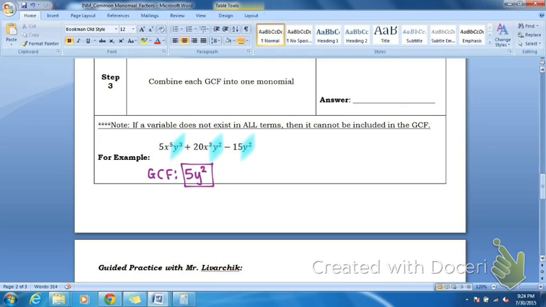Now please pause so that the students may work on the bottom 6. Okay, now we're going to continue, and we're going to take a look at the answers from the guided practice.